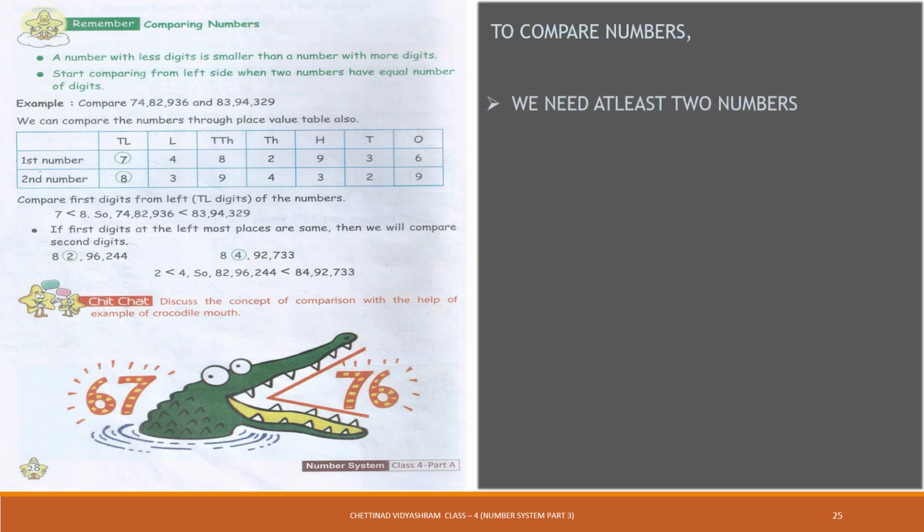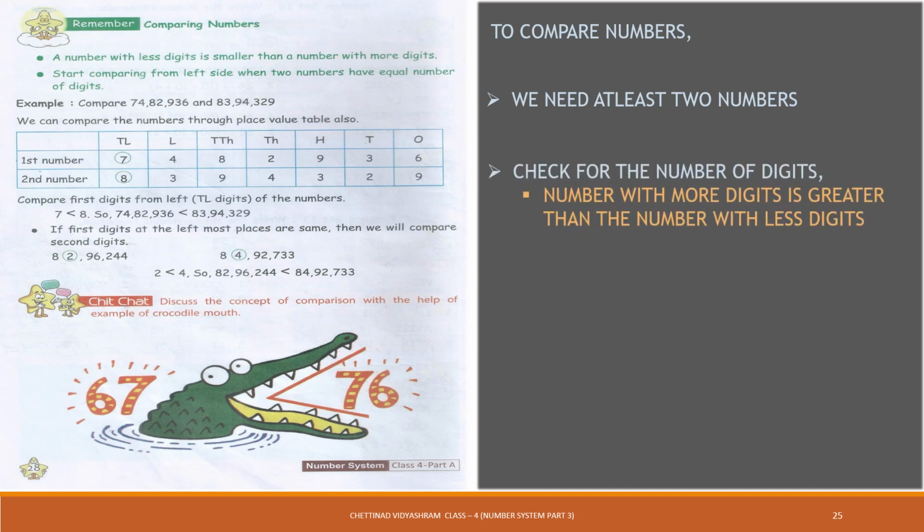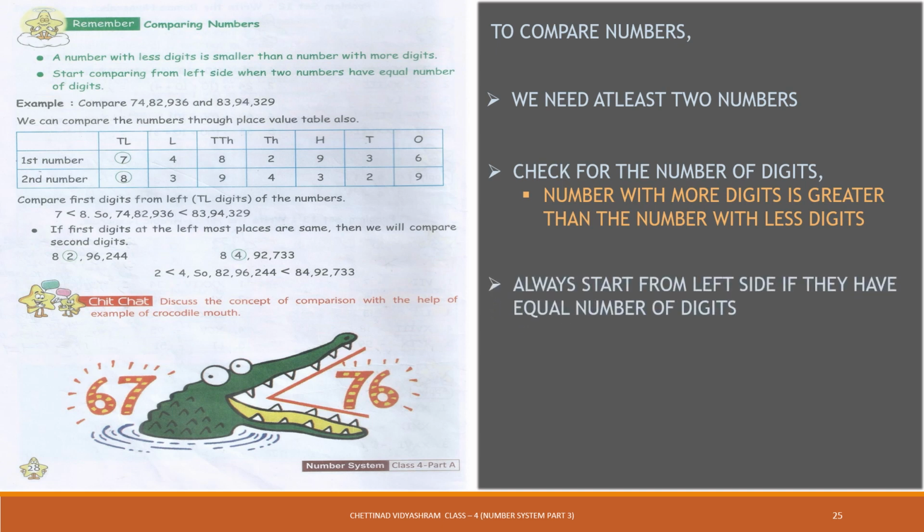To compare numbers, we need at least two numbers. And for those two numbers, check the number of digits. The number with more digits is always greater than the number with fewer digits. To compare numbers, always start from the left side if they have an equal number of digits. After checking whether they have an equal number of digits, start comparing from the left side of each number.